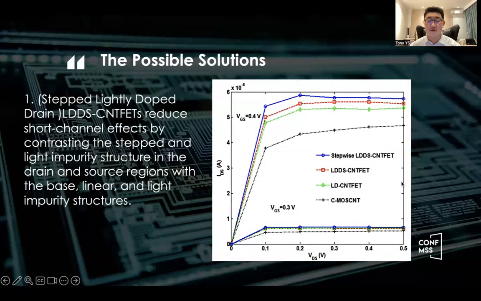And for the possible solutions of those two, the first one, for example, is to apply stepwise lightly doped drain in a type of FETs. Here is research provided by university groups. They use different materials on the CNT FET and compare the current and voltage effect on it, and they find out that at a voltage of 0.4 volts, the stepwise LDD CNT FET has the highest efficiency, so maybe by using this kind of new doped drain, we can solve the short channel effects.